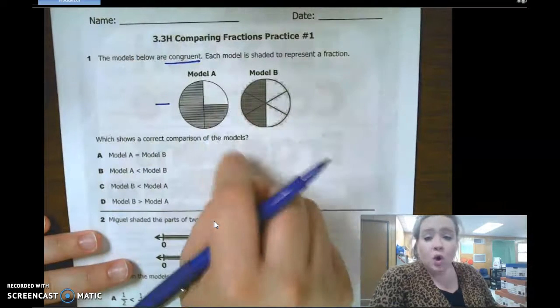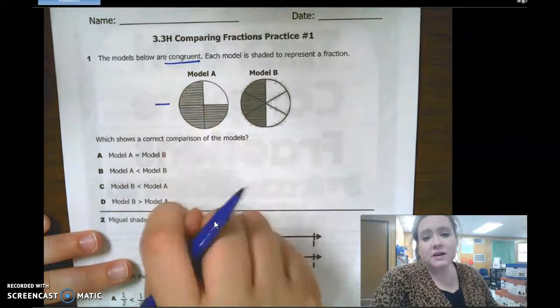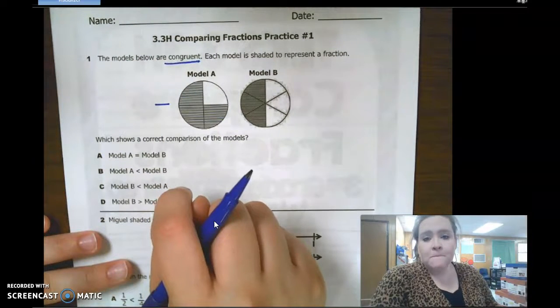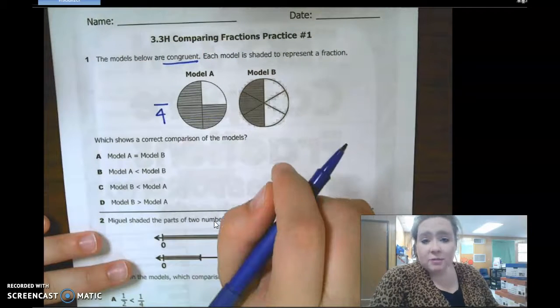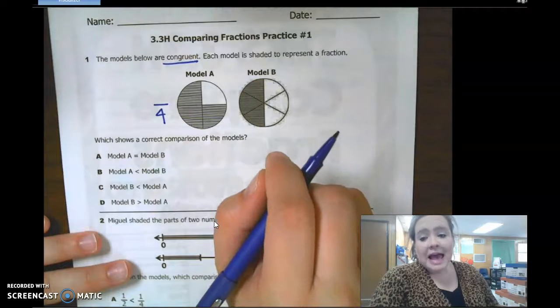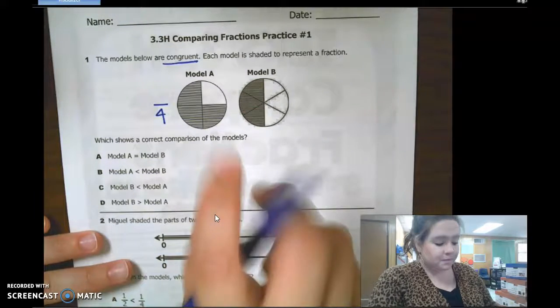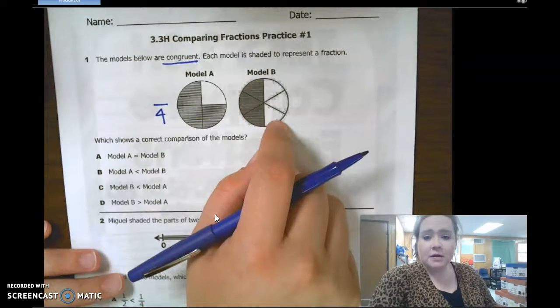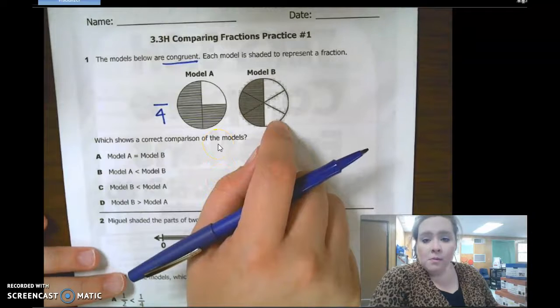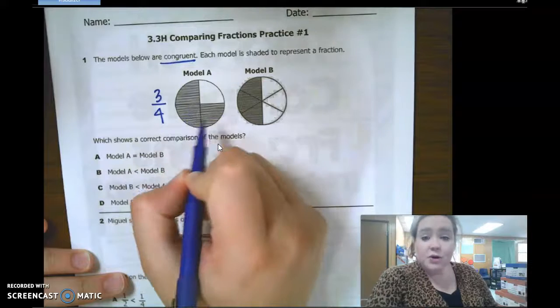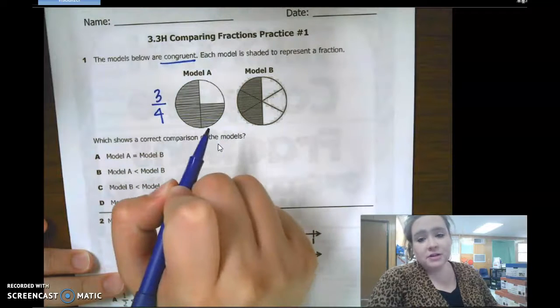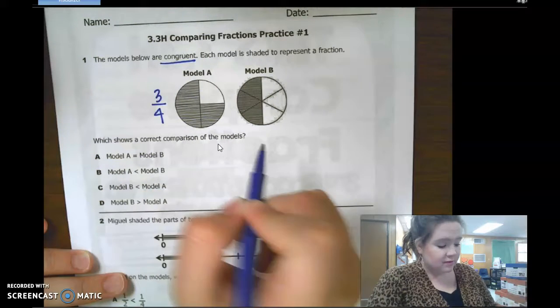How many total parts do we have in this fraction? Good, we have 4 total parts. That is our denominator because the denominator tells you how many parts you have in your whole. How many parts are shaded? Good, 3 parts are shaded. And that's your numerator because your numerator tells you how many parts are being shaded or counted.